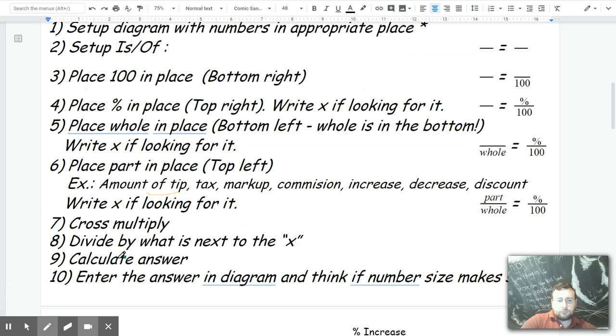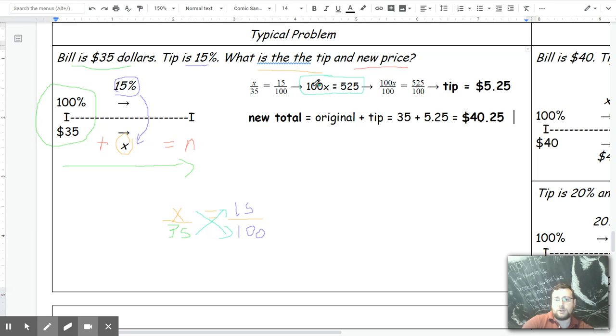Next, I'm supposed to divide both sides by whatever's next to the X in my expression. So notice I have 100 next to the X. So I have to divide both sides by 100. And you see me doing that on this next step right here. And of course, the hundreds cancel out, and my answer is going to be 525 divided by 100, which means my tip, the value that I was looking for, is $500.25. And that kind of makes sense because it's only a tiny fraction of that 100%, which was $35.